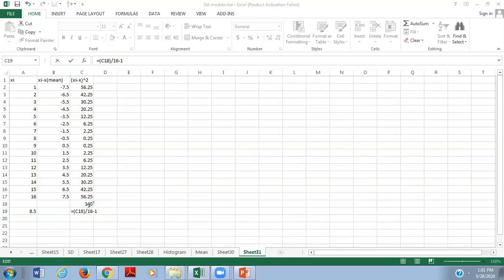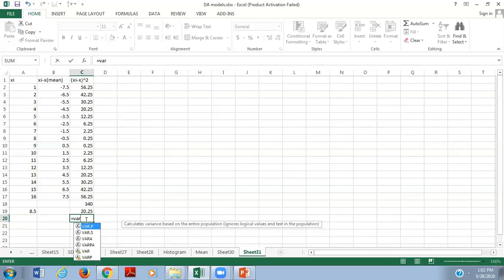Next, if we are going to select any value, we don't have to write it. We just click on the cell. So C18 is 340 divided by 16 minus 1. 16 is our total numbers, so n is equal to 16. 16 minus 1, n minus 1, that is the formula, right? Now the value is 20.25.